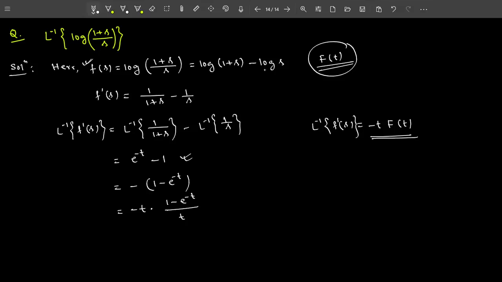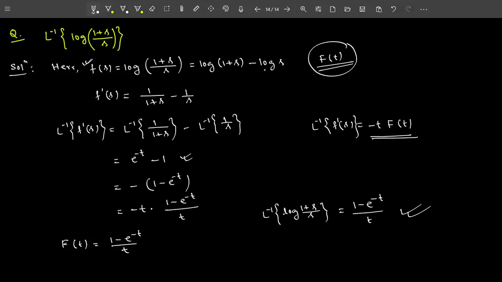So obviously if you compare these two results, you are getting f of t equals (1 minus e to the power minus t) divided by t. Okay, so this is the result. So you can say that Laplace inverse of log of (1 plus s) divided by s is equal to (1 minus e to the power minus t) divided by t. This is the final answer. Clear?